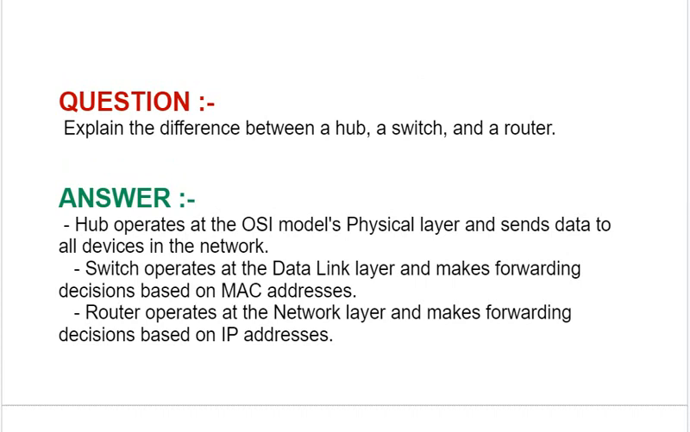Our next interview question is: explain the difference between a hub, a switch, and a router. Your answer should be: hub operates at the OSI model's physical layer and sends data to all devices in the network. Switch operates at the data link layer and makes forwarding decisions based on MAC addresses. Router operates at the network layer and makes forwarding decisions based on IP addresses.